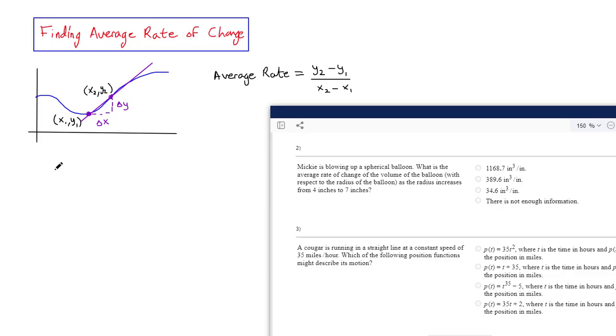So in this example, what we have is a spherical balloon. So we can say maybe this is just our balloon here. And our balloon has a radius of 4 inches. But then the radius of the balloon increases to 7 inches.